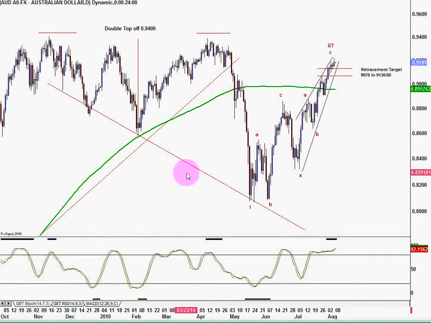Hi, Richard here on the Australian dollar, 7th of August, Saturday morning, following the non-farm payrolls that came out of the US last night, which were a major risk event for all currencies. And in many respects, last night was no exception. This chart shows you the double top that occurred and completed in May 2010.